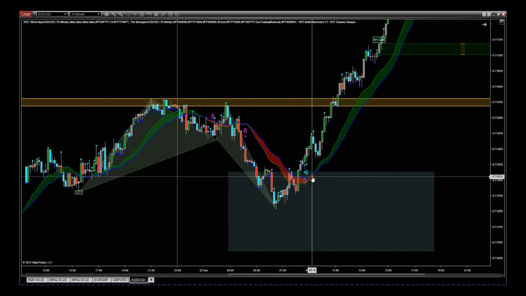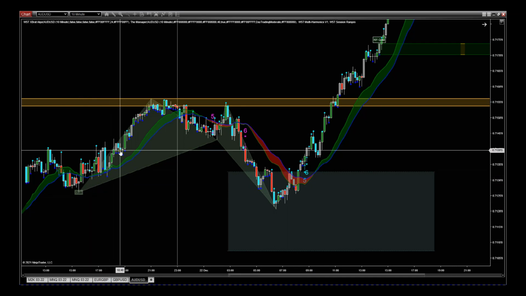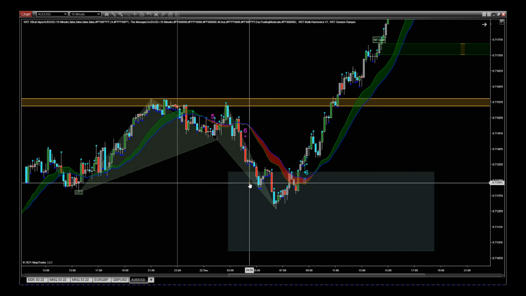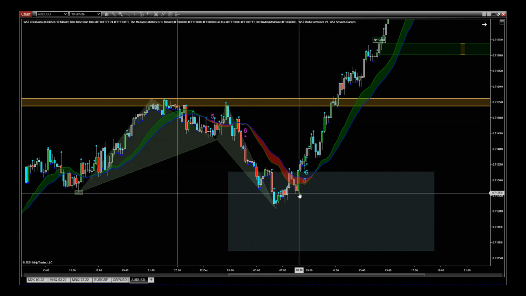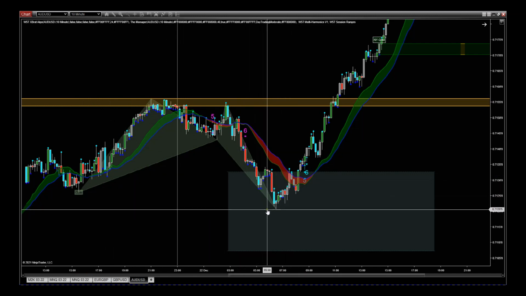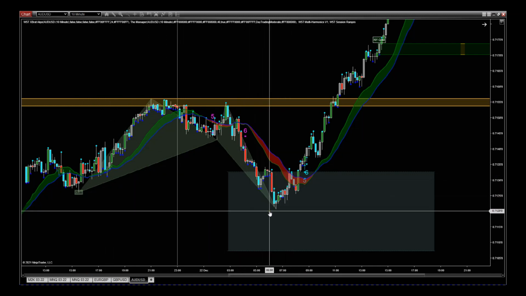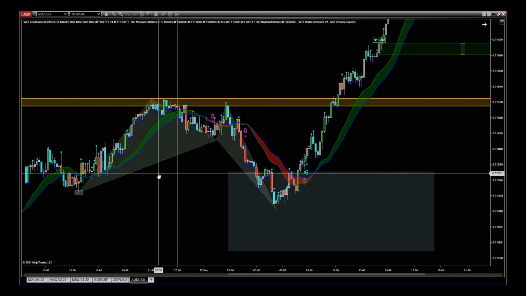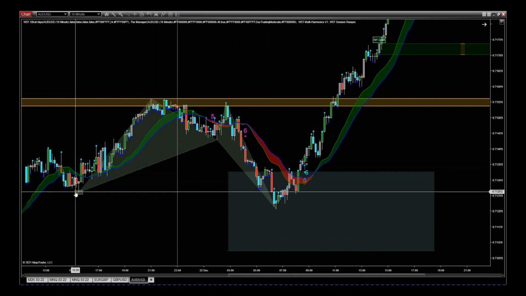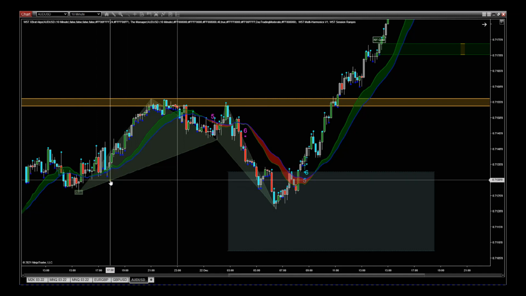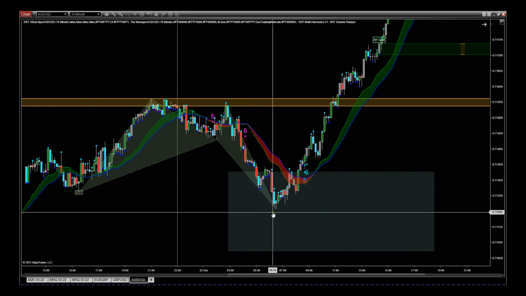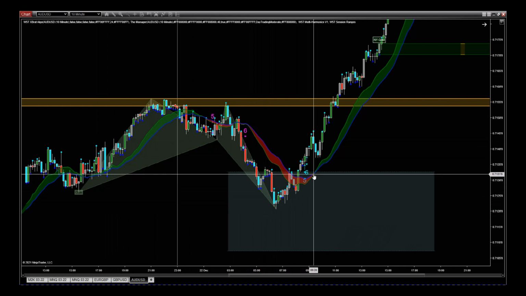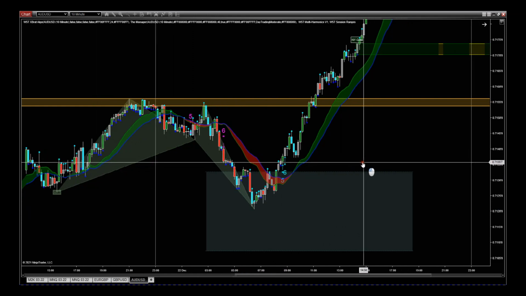One of the things that helps us with that is that we get this crab pattern forming. So this is an auto harmonic pattern forming. It completes in the completion zone here, and what we're looking for is a resulting bullish trade. It's coloured in green. It says crab, coloured in green, so we're only looking for a bullish trade at this point.